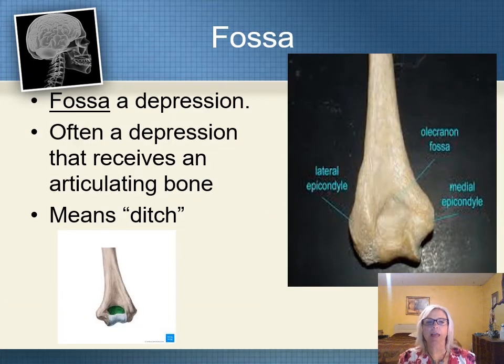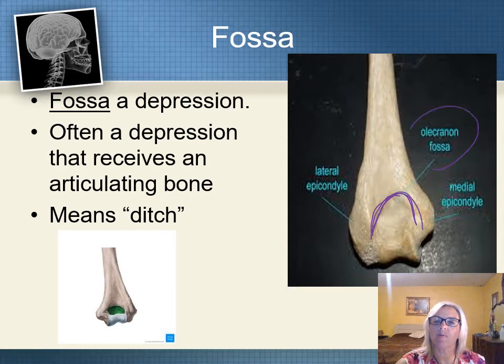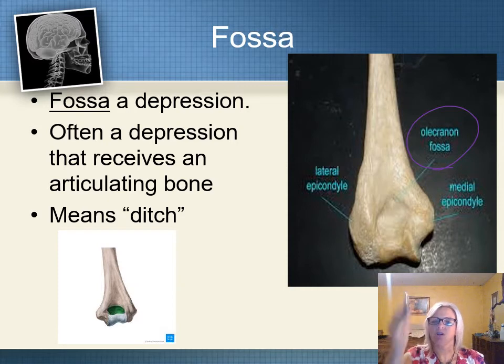A fossa is a depression, and that's often going to be a depression that receives an articulating bone. It even means ditch, and you can see this fossa in here. You can see how that goes in. So we have the olecranon fossa. So look there again, you can see how it's an indentation going in.